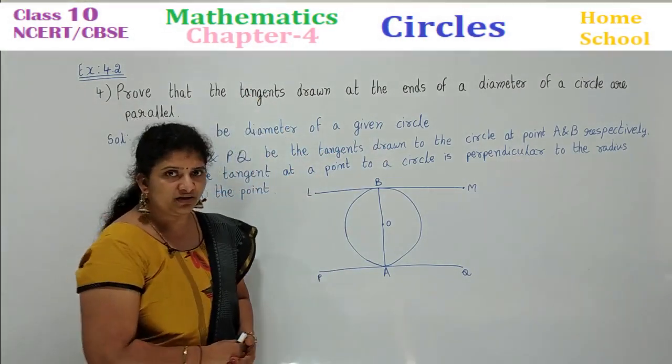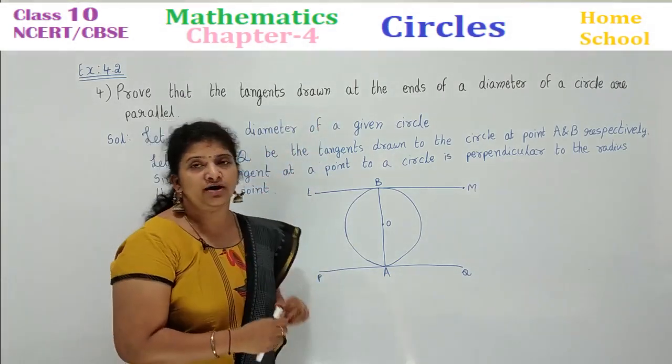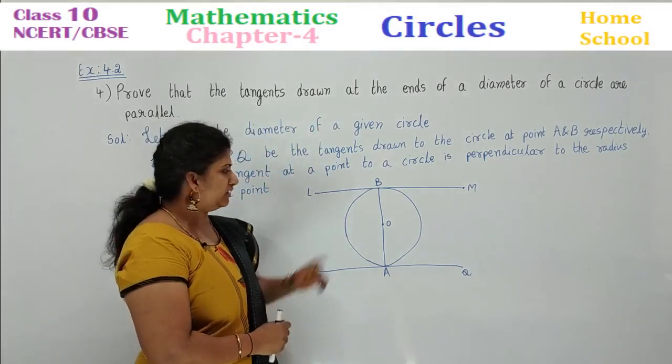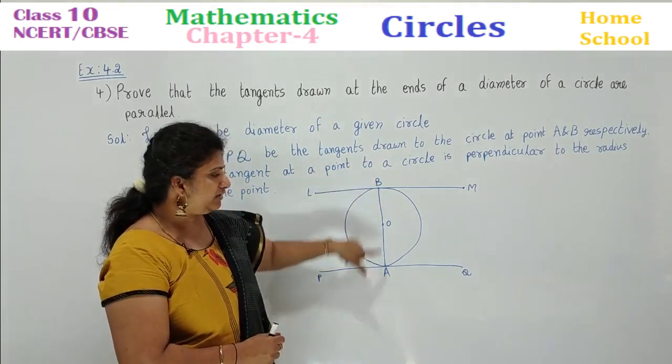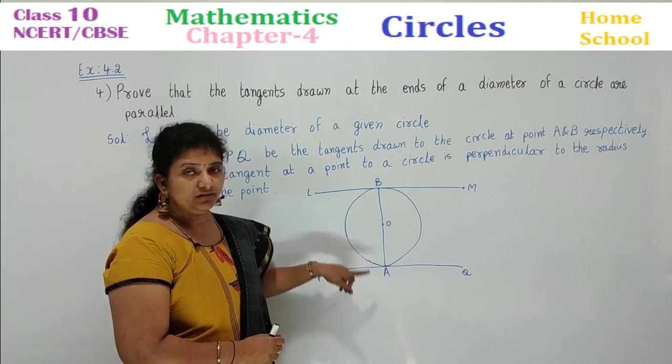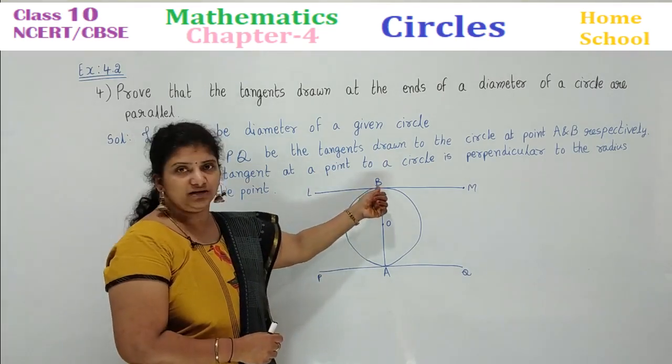What is the statement here? Prove that tangents drawn at the ends of a diameter. Okay, observe here. Circle with center O, diameter AB is a diameter. Tangents drawn at the ends of the diameter.